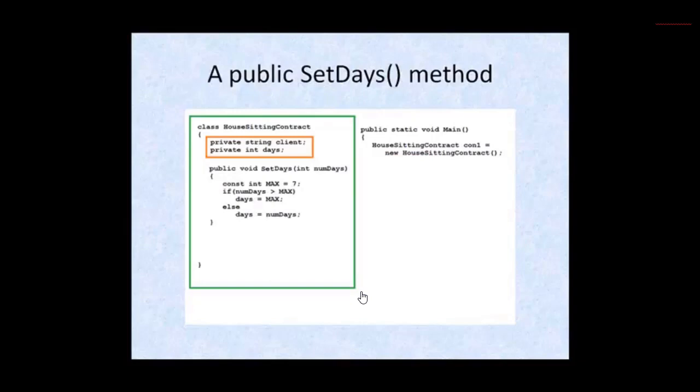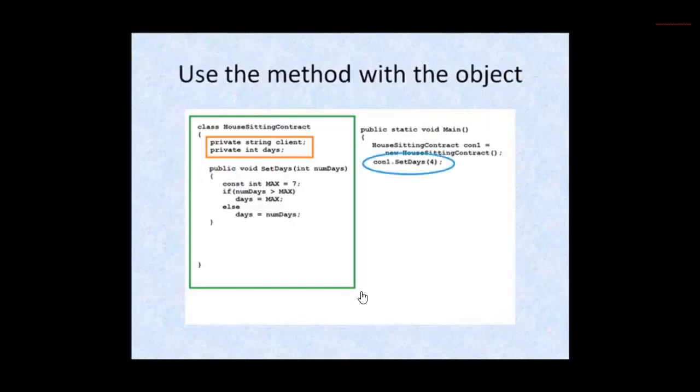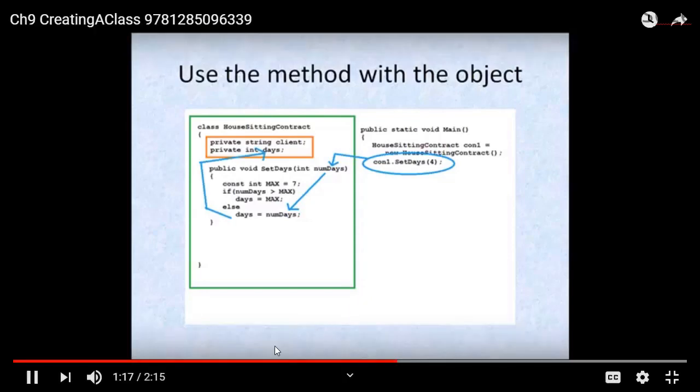Instead, what you might do is write a setDays method and make it public. The setDays method accepts a parameter, and if the number of days is greater than the maximum allowed, it forces days to maximum. Otherwise, it sets days to the number of days passed in. In the main method, you might say con1.setDays and pass in a value. The value can be passed into the method. It becomes numDays within the method, and then it's assigned to days, which can get to the field. Because the setDays method and the field are in the same class, the days can be set by using the public method. I'm going to pause there.